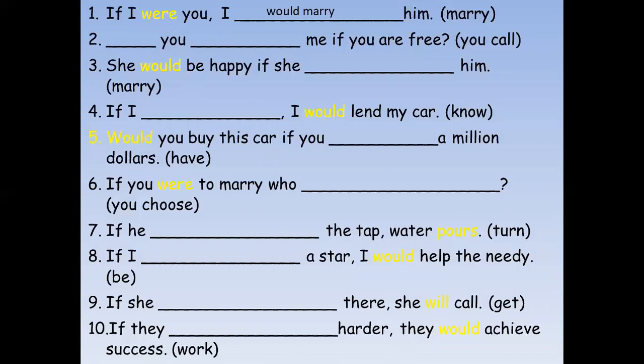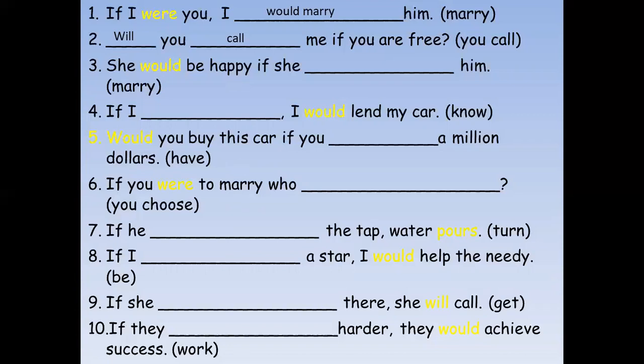Number 2, it's a question. Call me if you are free. Here we have are, which means it's present simple, so it's if clause type 1, because it's possible that you are free in the future. It's not a fact, nor something that always happens, nor a general truth. Will you call me if you are free?